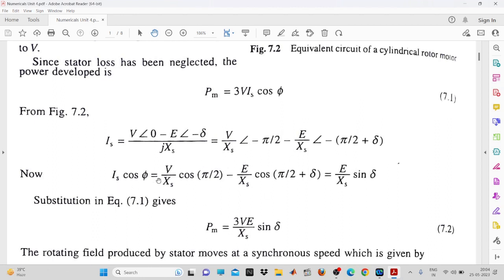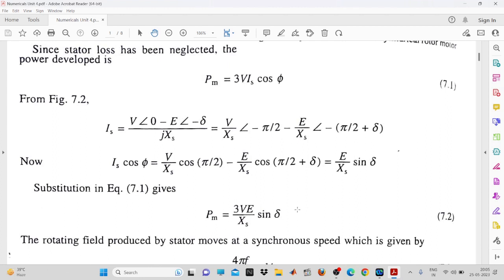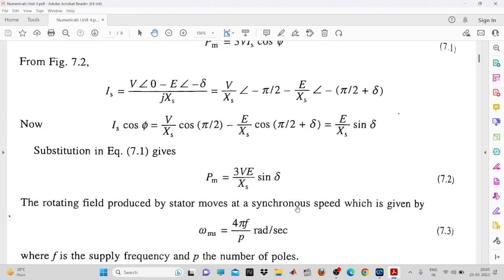That is Vs into cos pi by 2. This will be 0, cos 90 will be equal to 0. And here, what you will be getting is E upon Xs into sine of delta. So this is the Is into cos phi. Now you just have to replace this Is cos phi by E upon Xs into sine of delta. I think we have done this part in the FACTS. So this is the mechanical power which you will be getting.